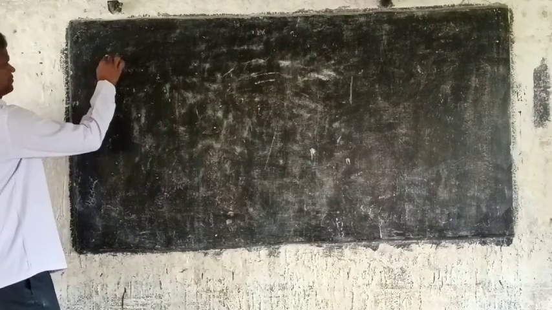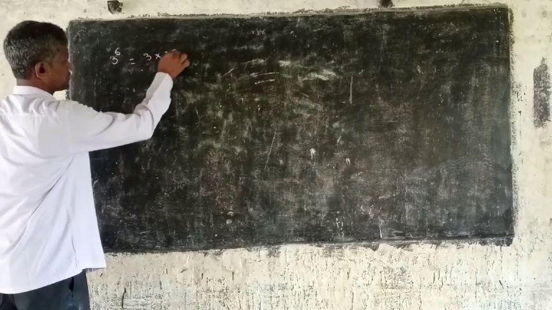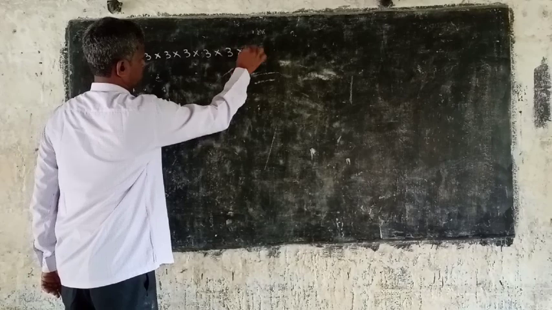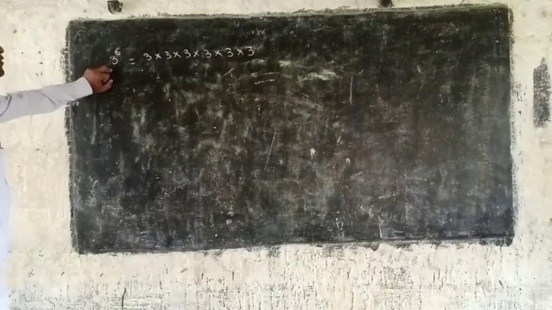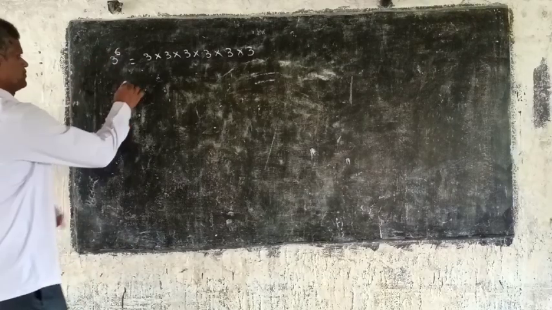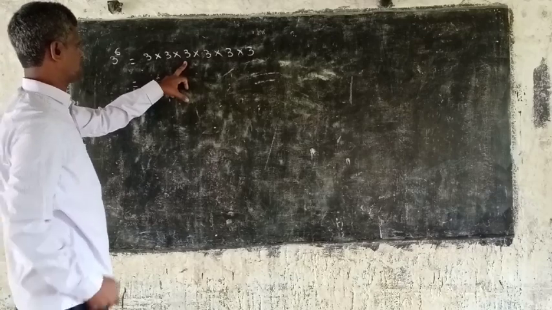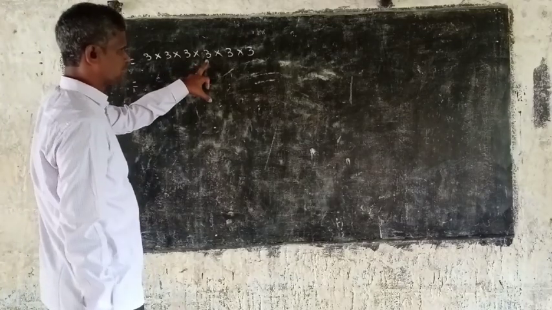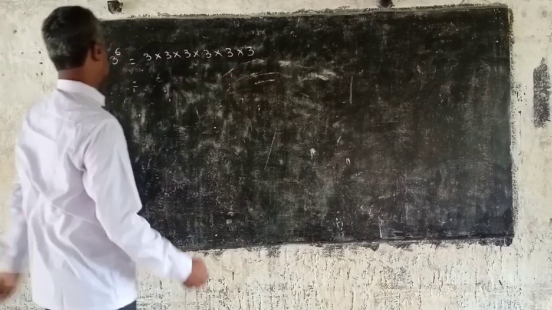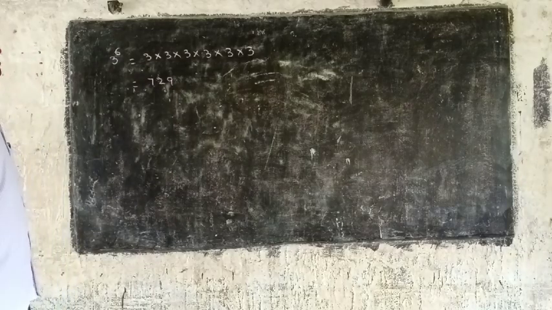Next one, 3 power 6 equals 3 into 3, 6 times. 3 is called the base and 6 is called the exponent. 3 threes are 9, 9 threes are 27, 27 threes are 81, 81 threes are 243, 243 into 3 is 729. 729.